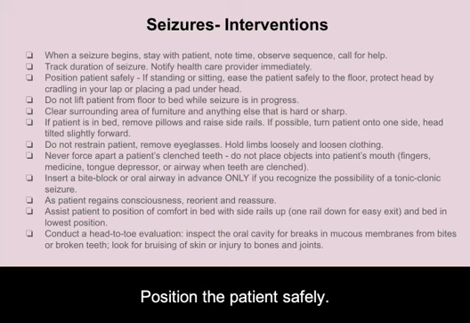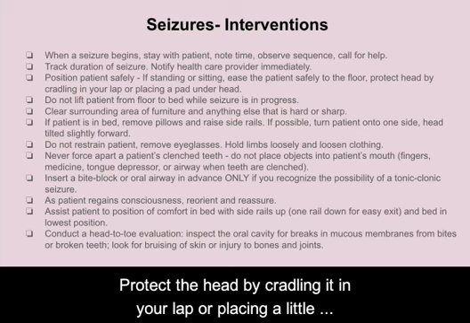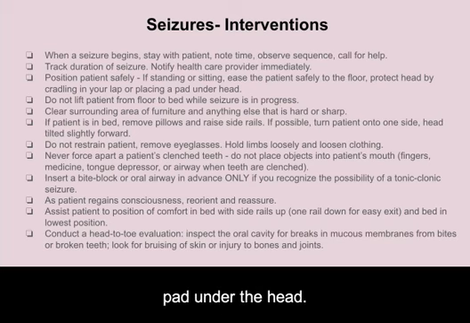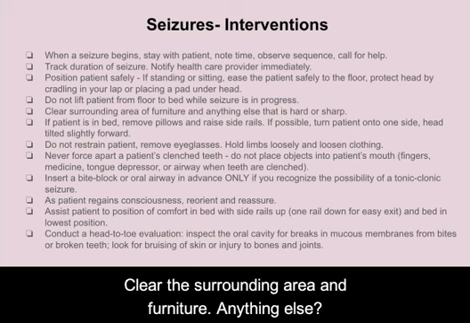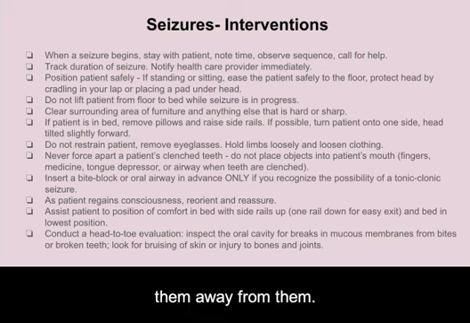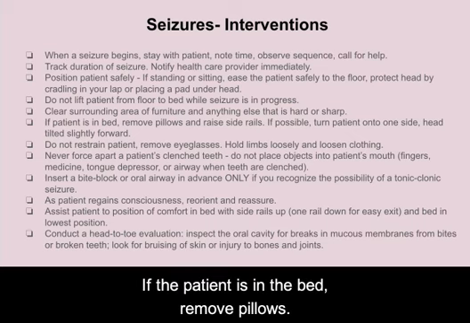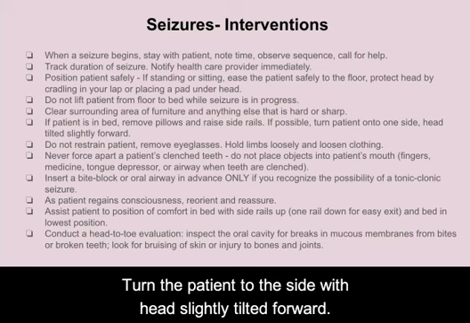Position the patient safely. If they're standing or sitting, ease the patient safely to the floor. Protect the head by cradling it in your lap or placing a little pad under the head. Do not lift the patient from the floor to bed while seizure is in progress. Clear the surrounding area and furniture. Anything else, if they're seizing, move everything that can hurt them away from them. If the patient is in the bed, remove pillows, raise the side rails. If possible, turn the patient to the side with head slightly tilted forward.